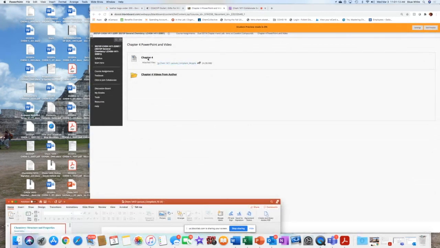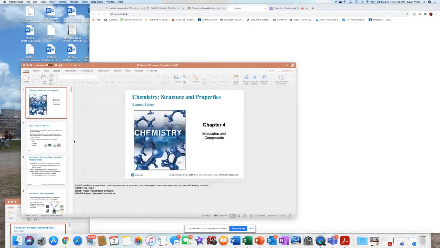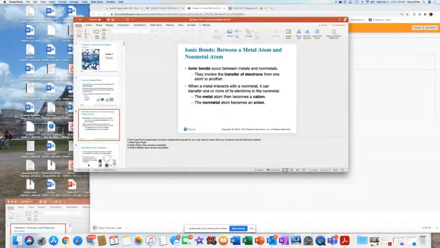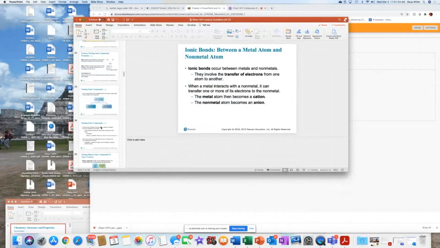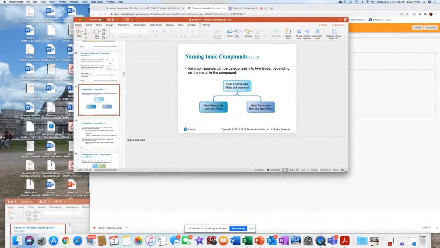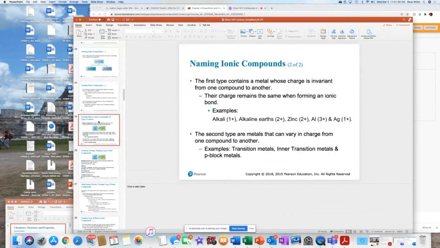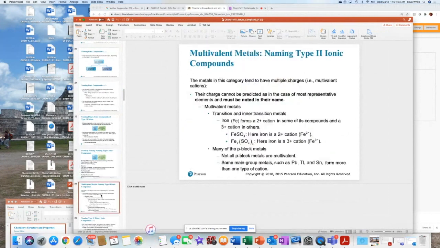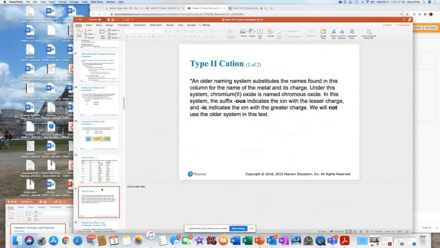Oops, that's the wrong PowerPoint slide. Chapter 4, I think, has names, if I'm correct. Yes, it has a naming system here. So to prepare for the exam, go over this, learn how to name the compounds and the ions. And that way, when I'm going through it next week, we'll go over this faster.